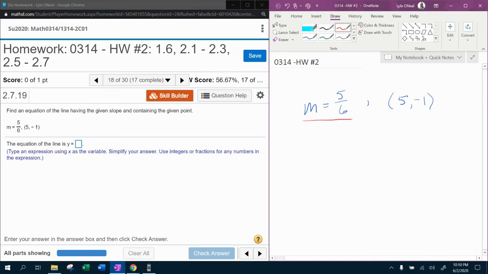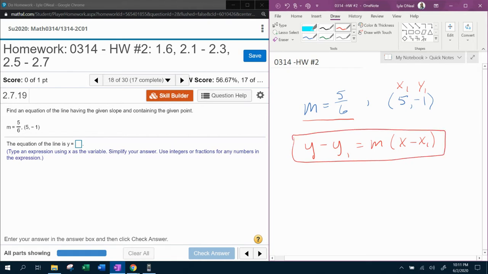They gave us the slope, which is m, and they gave us a point, okay? So I'm going to say that that is x1 and y1. And how do we find the equation of a line if we're not given the y-intercept? Well, there's a formula for that. It's called the point-slope form. And it says y minus y1 equals m times x minus x1. This equation is called the point-slope form, okay? And it's just plug and play.